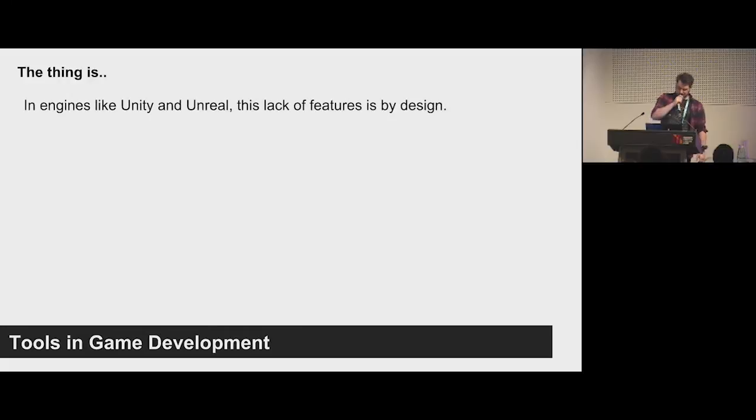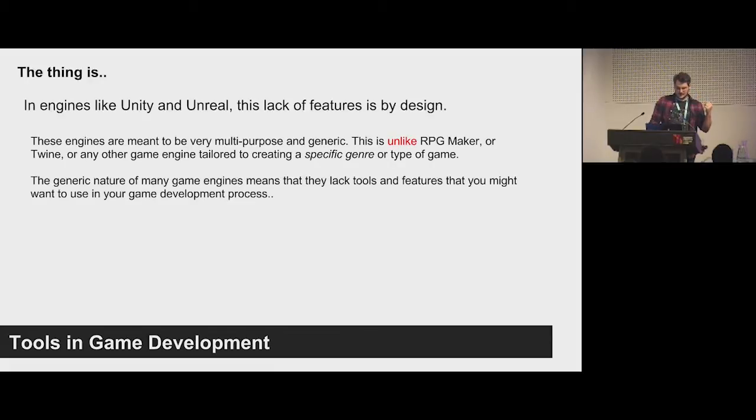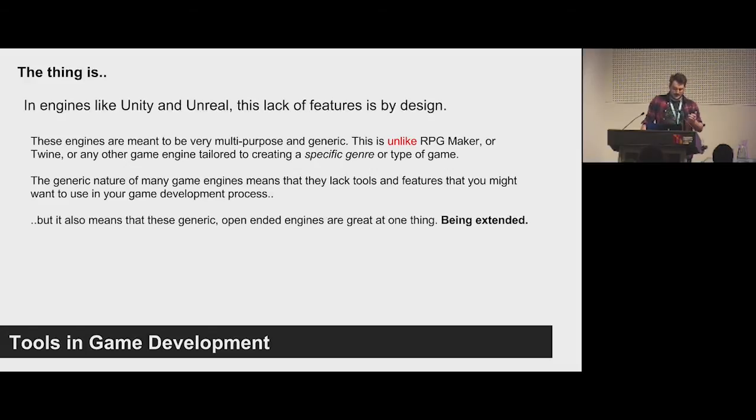The thing is, engines like Unity and Unreal lack features by design. These engines are meant to be very multi-purpose and generic. And this is very unlike RPG Maker or Twine or any other game engine tailored for specific genres. The generic nature of many game engines means they lack the tools and features that you might want to use for your development process, but it also means that these generic open-ended engines are great for one thing, and that's being extended, right? You can create your own tools for them.